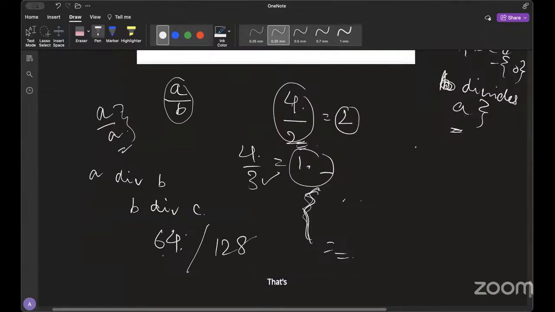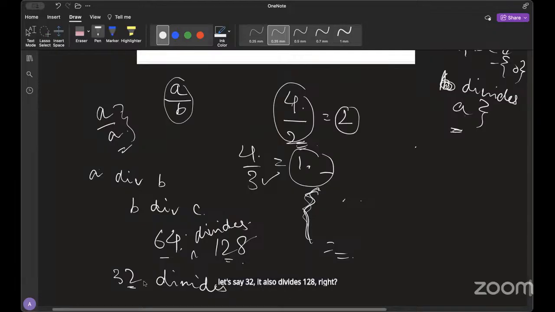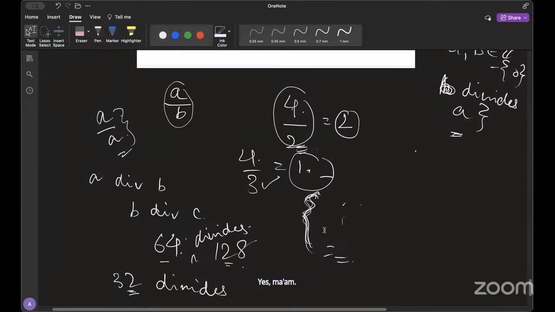If that's the case, let's not use this symbol. 64 divides 128, and let's say 32 divides 64. So anything that divides 64, let's say 32, also divides 128, right? Yes, ma'am. I was going to prove it for arbitrary numbers, but let's just skip that part.